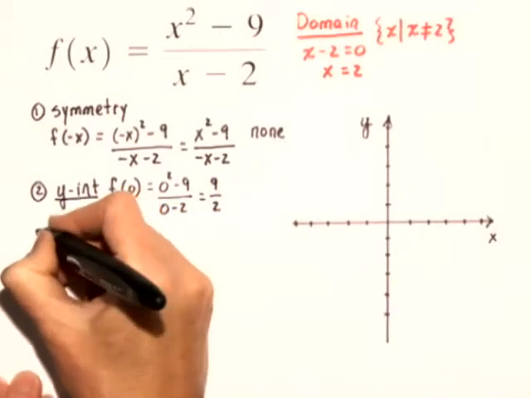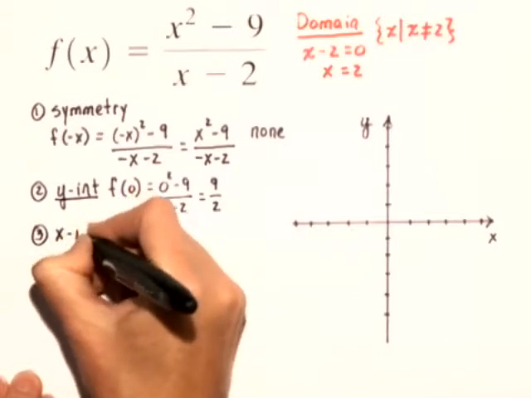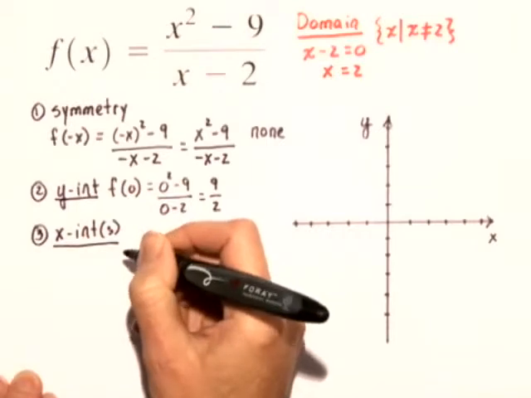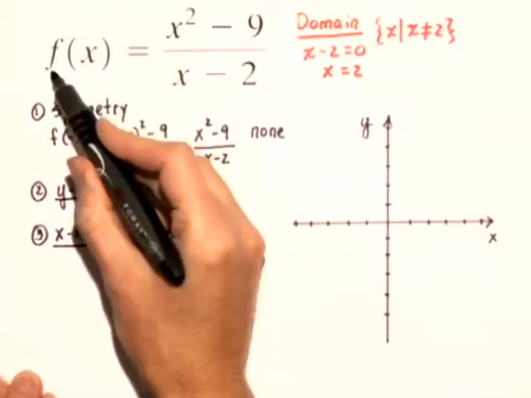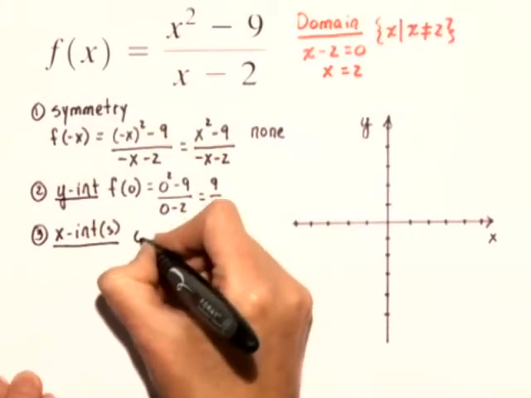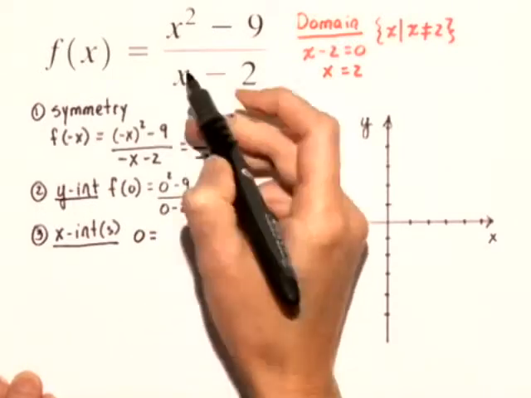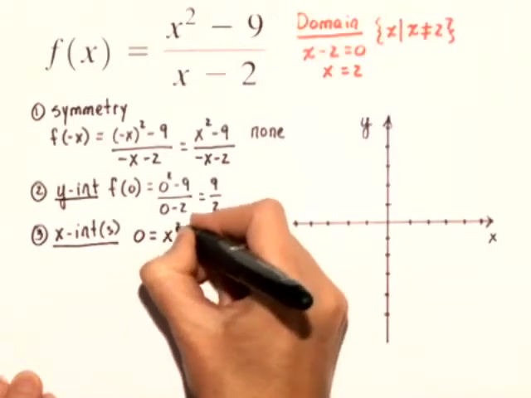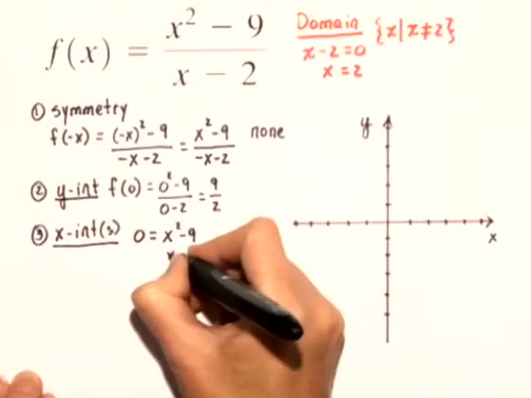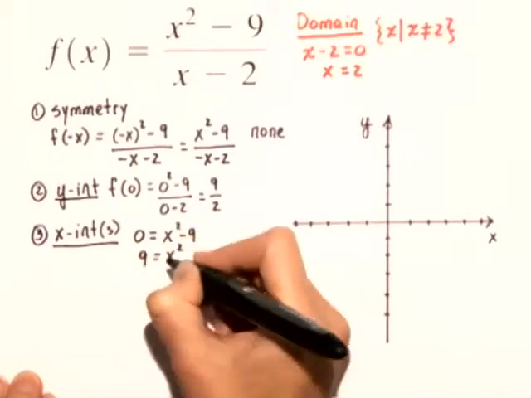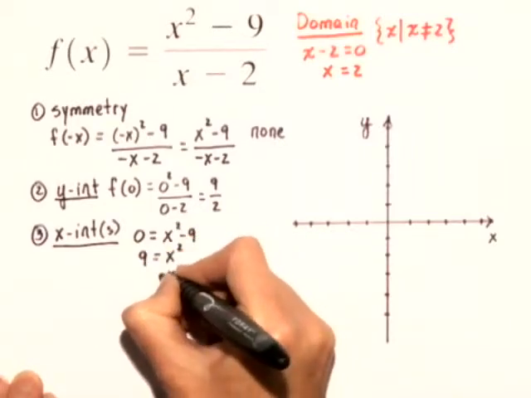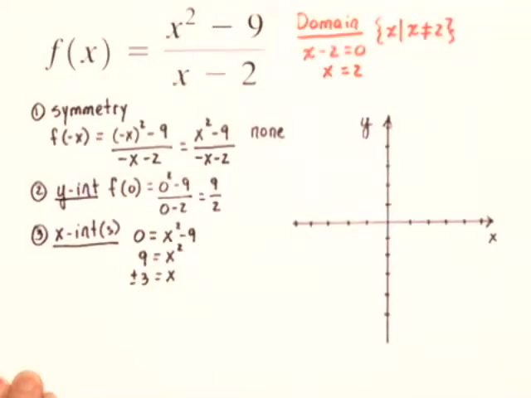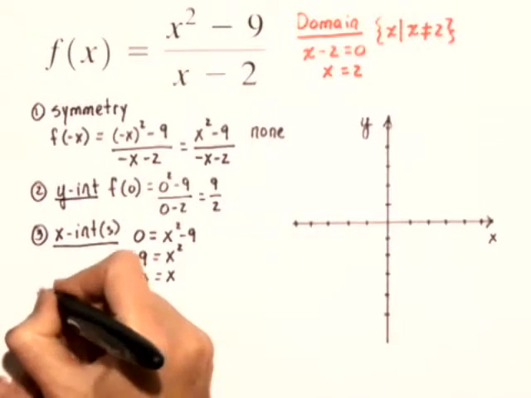Let's see if we have any x-intercepts in step 3. We find x-intercepts by letting y equal 0. Or in other words, we'll just substitute 0 in for f of x. And we'll set that 0 equal to the numerator of the rational function. 0 equals x squared minus 9. Well, that gives us that x squared is equal to 9. If we take the square root of both sides, we get x is equal to positive or negative 3. So we have two x-intercepts.